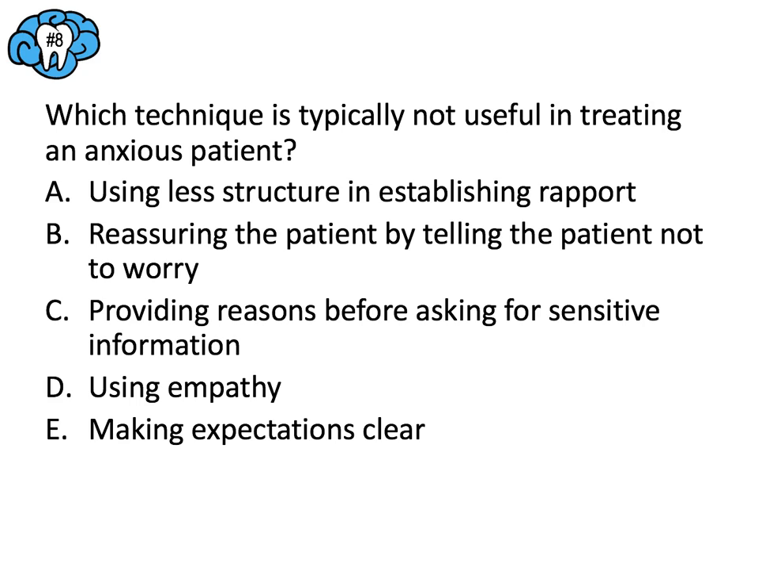All right, so let's go through the answer choices because these are a little bit longer. A is using less structure in establishing rapport. B, reassuring the patient by telling the patient not to worry. C, providing reasons before asking for sensitive information, using empathy, or making expectations clear. This is a little bit tricky if you're just looking at it and thinking, well, they all sound pretty good, right? Like all of these would potentially help an anxious patient out.